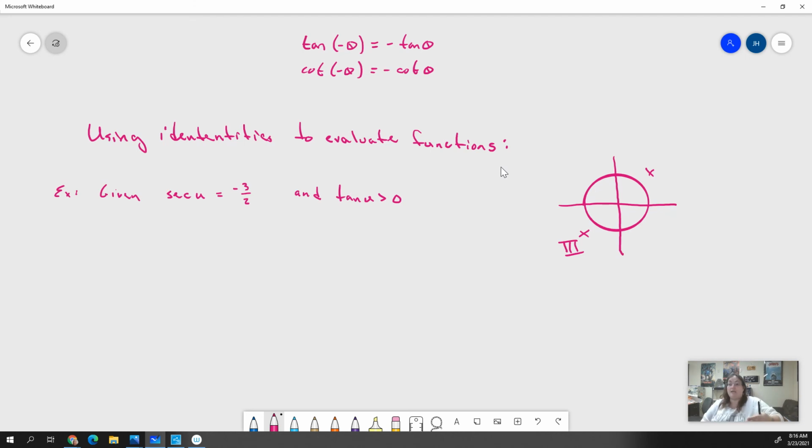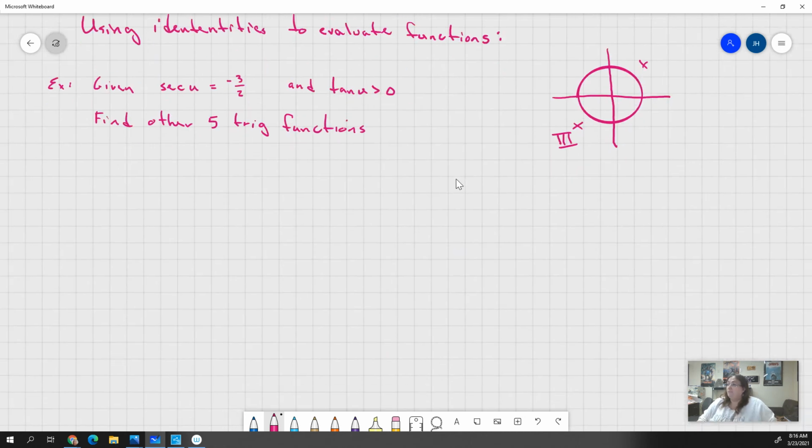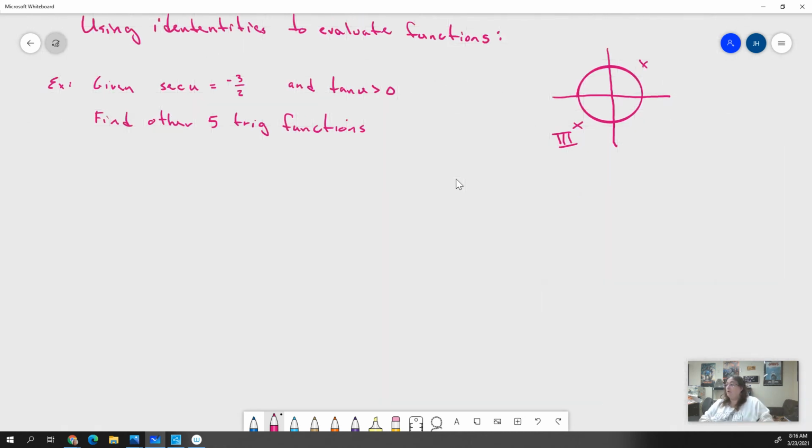And the reason we need to know that is we need to know how to apply our signs to our trig functions. Because what we're going to do is find the other 5 trig functions based on this piece of information. And we've done this kind of stuff before. So we're going to go through them one by one. Let's write them out here. We know the first one is secant equals negative 3/2 because it was given to us.